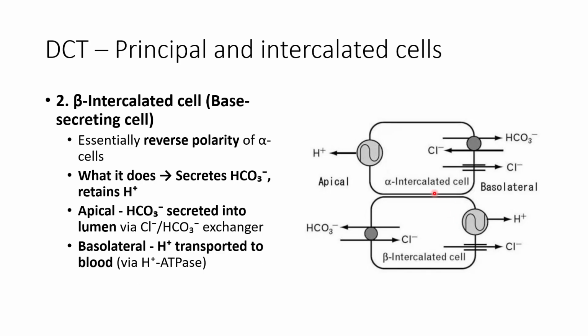Now these are the beta intercalated cells. Basically, the beta cell has the reversed polarity of an alpha cell. So what it does is it secretes bicarbonate into the lumen, into the tubular fluid, and it retains H plus. At the luminal side there is a bicarbonate chloride exchanger, and at the basolateral side there is H plus ATPase.